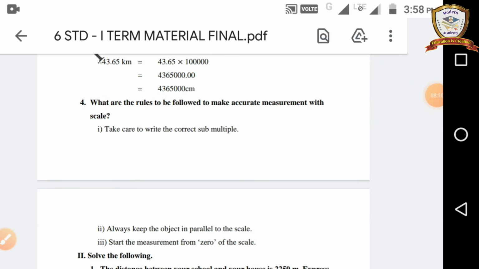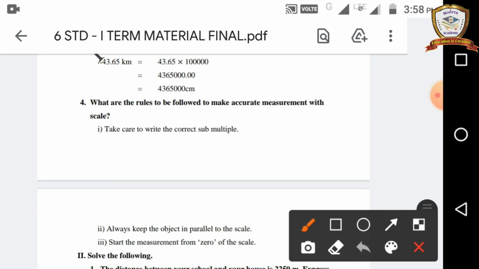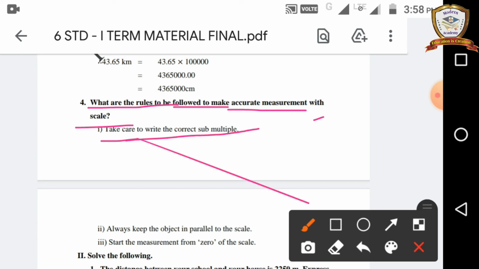Your question number 4. What are the rules to be followed to make accurate measurement with a scale? Our answer is, take care to write the correct submultiple. Second point, always keep the object parallel to the scale. Start the measurement from 0 of the scale.